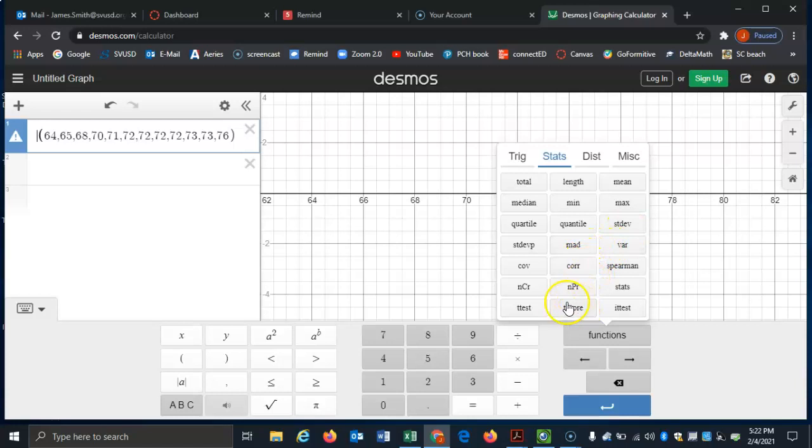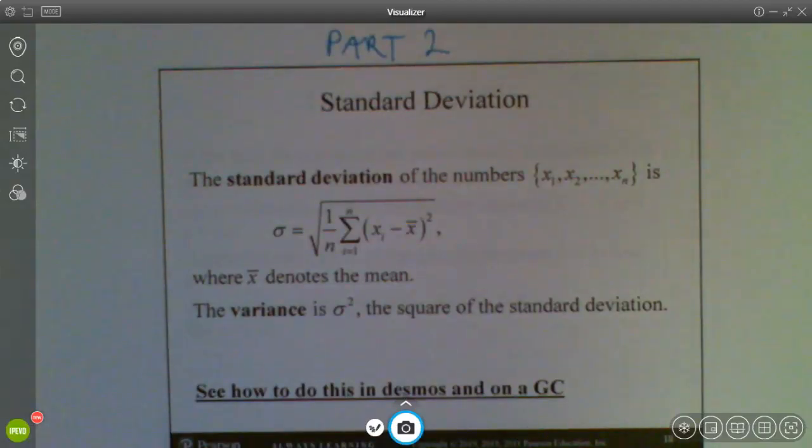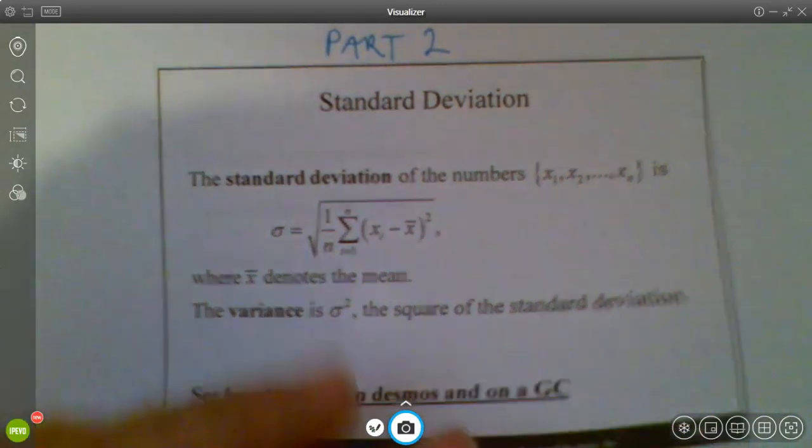So if you're not sure what to type in, go into this list and it's kind of your cheat sheet. If I want the standard deviation for the population, all I've got to do is type that in, put my list in parentheses, and there we go. There's my standard deviation. So real simple if you're going to do that in Desmos. Let me know if there's any issues with that, of course. Let me go to the next one.